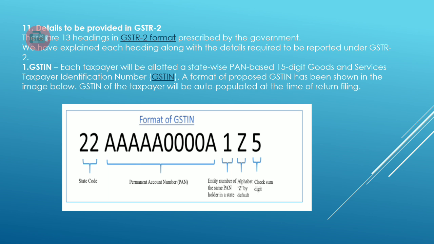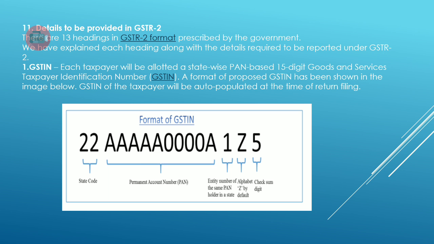The GSTN of the taxpayer will be auto-populated at the time of return filing. You can see in this format of GSTN, the first two digits are the state code, and then your PAN number, and then the entity number of the same PAN holder in the state, and the letter Z by default, and the last digit is a checksum digit.